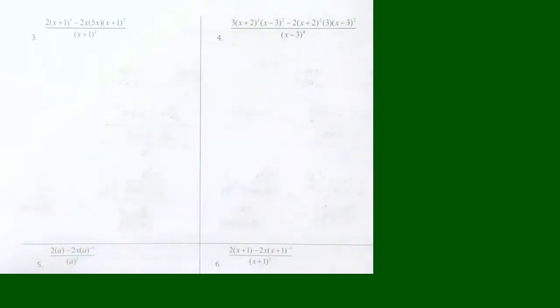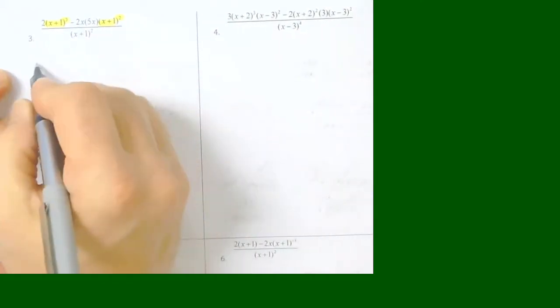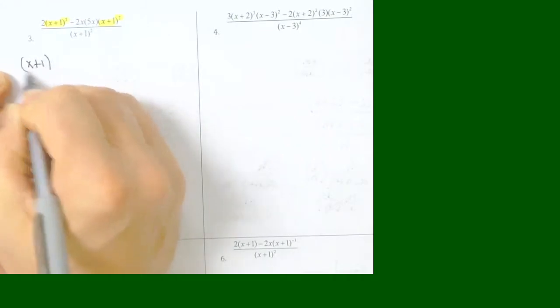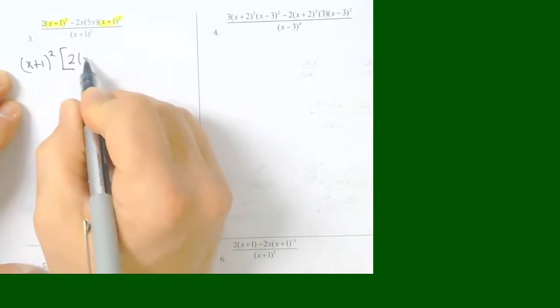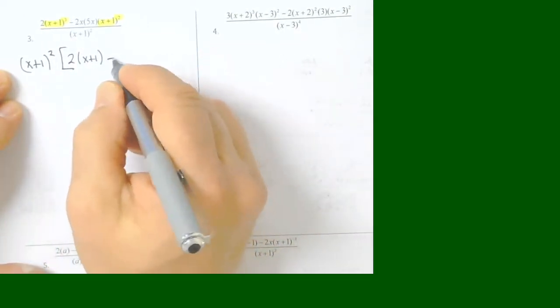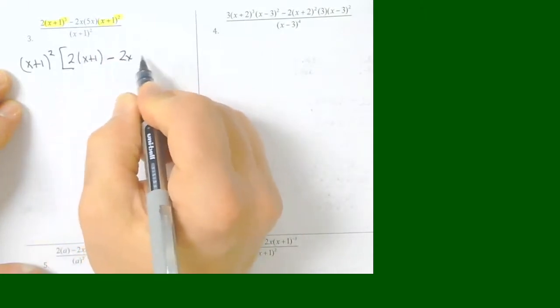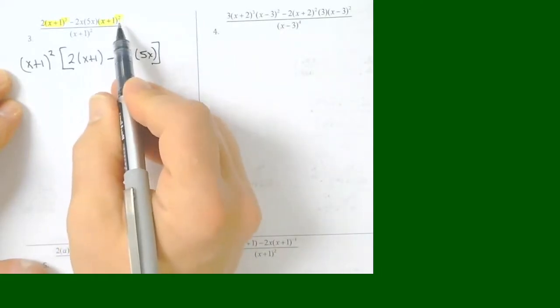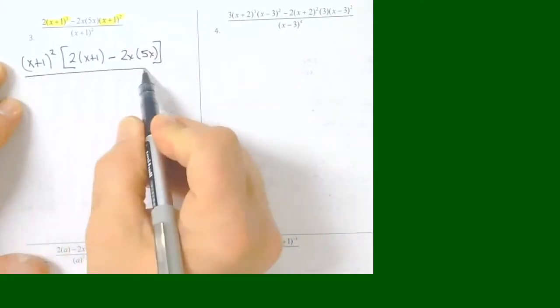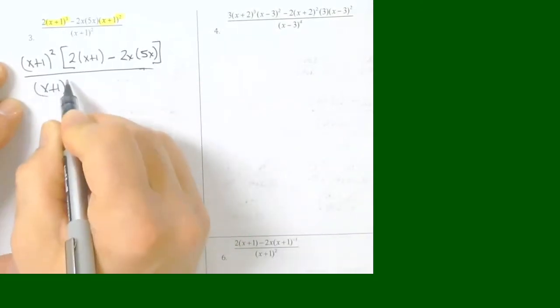If we look, we see that they both have the x plus 1. This one's cubed, this one's squared, so I can pull two of those out. If I pull x plus 1 squared out, I have a 2. I have an x plus 1 left. Minus, I have a 2x left. I have a 5x left. The x plus 1 squareds are both gone, over x plus 1 quantity squared. Notice I've removed them, and now they cancel out.